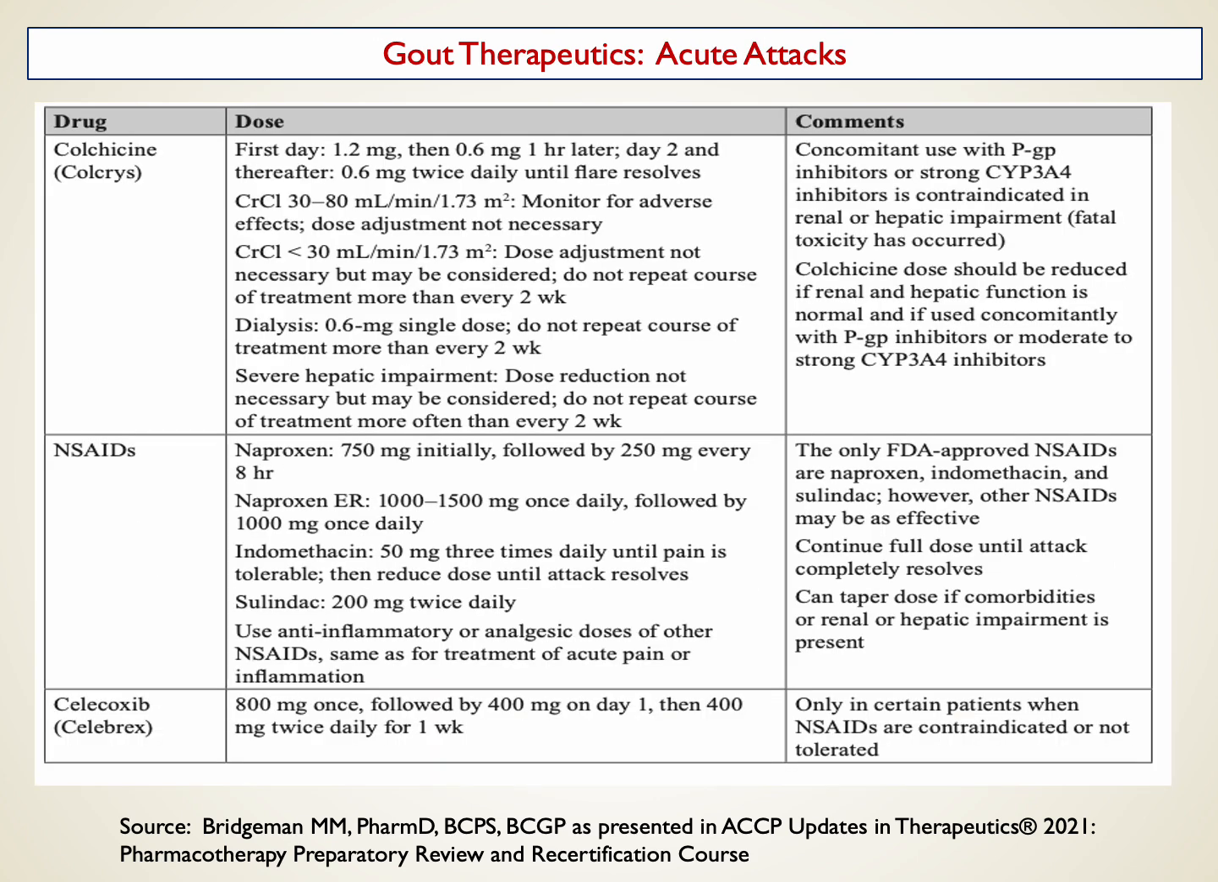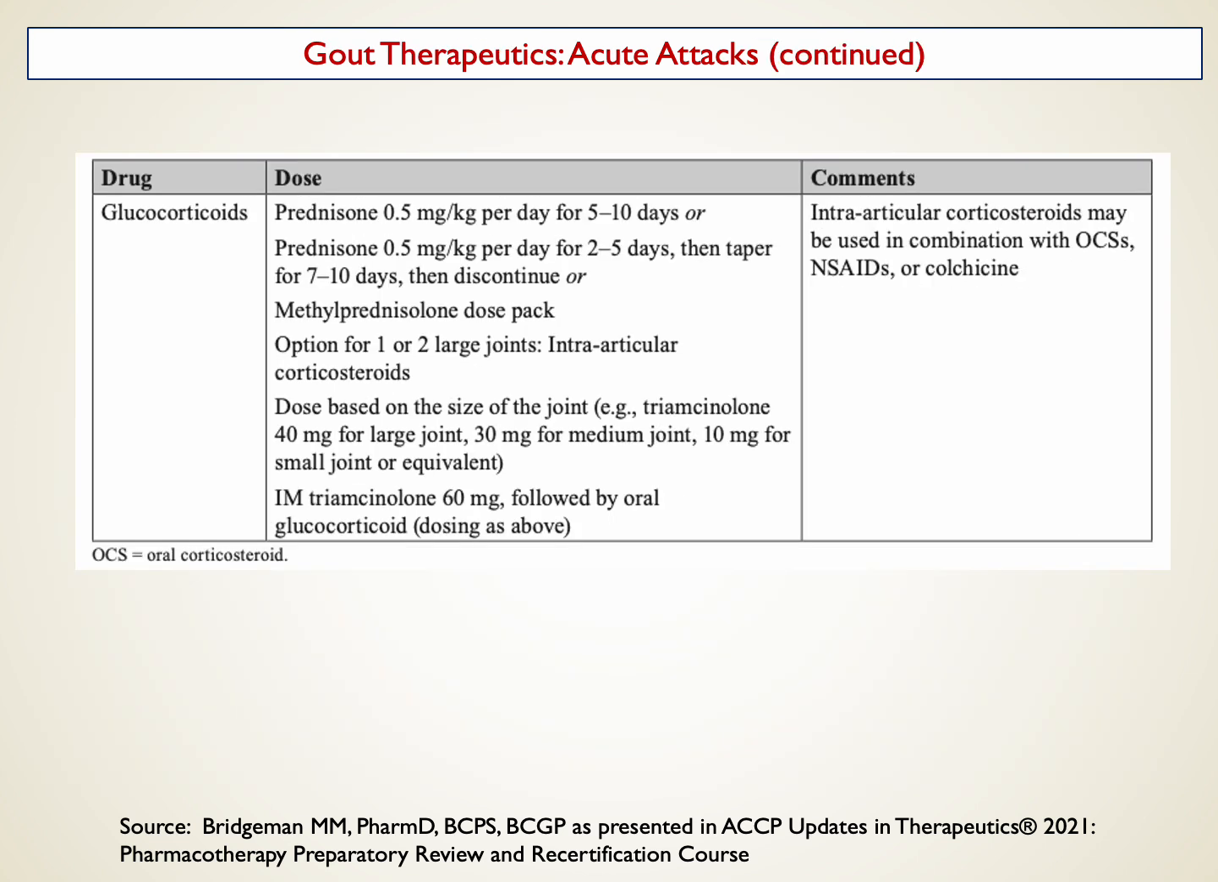And with the acute management, typically you're going to look at either colchicine or an NSAID, or perhaps maybe both if it's more severe or more joints are involved, or maybe celecoxib. And finally, in acute attacks, maybe considering a corticosteroid like prednisone when you can't use an NSAID or colchicine.